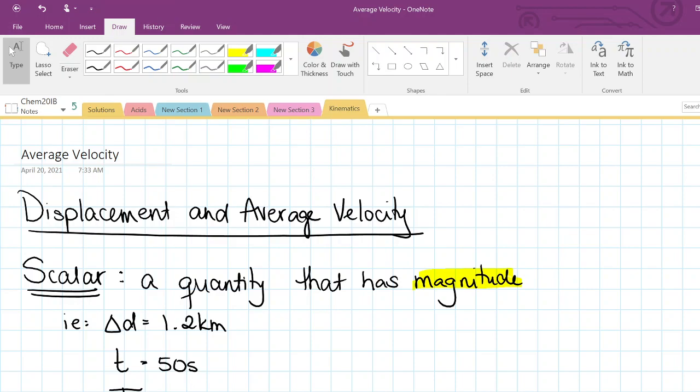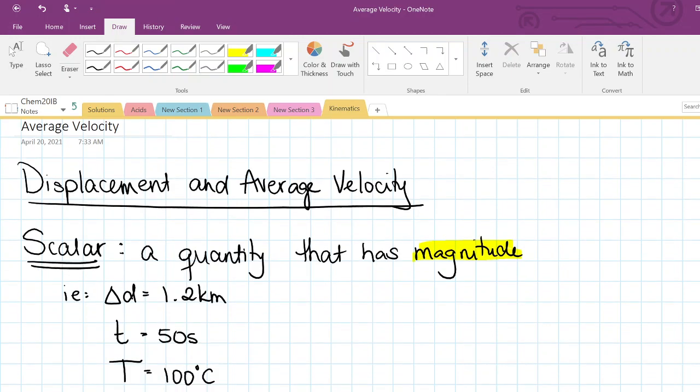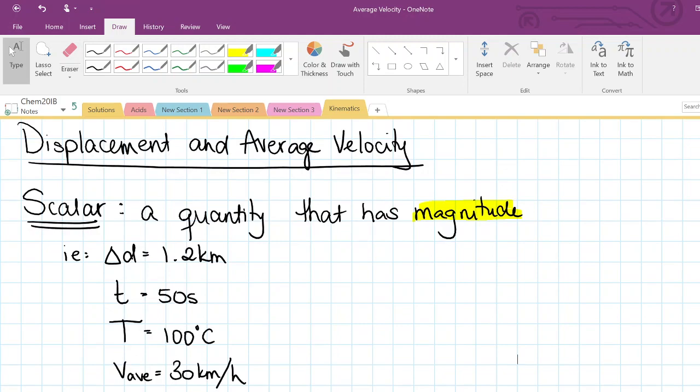In my example here, it's 1.2 kilometers. And we talked about our time, and our time was also a scalar quantity. In this example, 50 seconds. Some other examples of scalar quantities would be things like temperature, 100 degrees Celsius, or average speed, 30 kilometers per hour. All those values have a magnitude associated with them, but you can see that there's no direction.